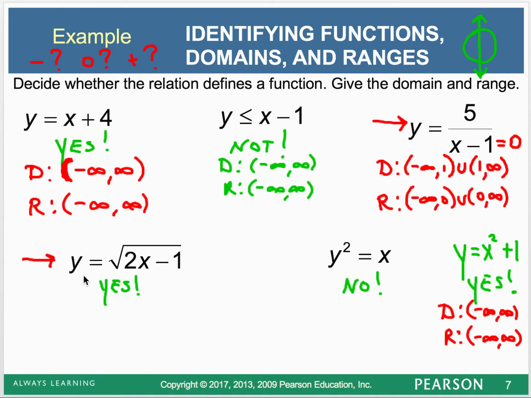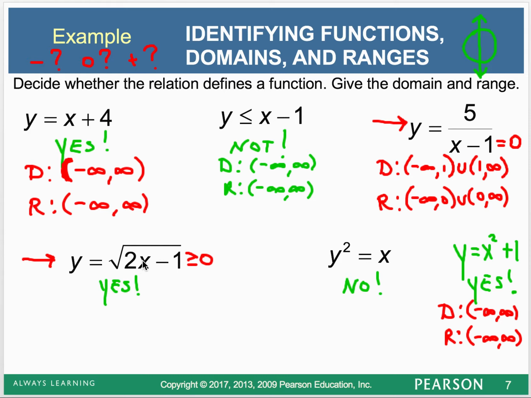Domain for this one. So our problem with radicals is we know that whatever's underneath here has to be greater than or equal to 0. You can't take the square root of negative numbers if you're talking about real number solutions being the only thing that we're going to accept, right? And that's what we're doing. So it's got to be greater than or equal to 0.